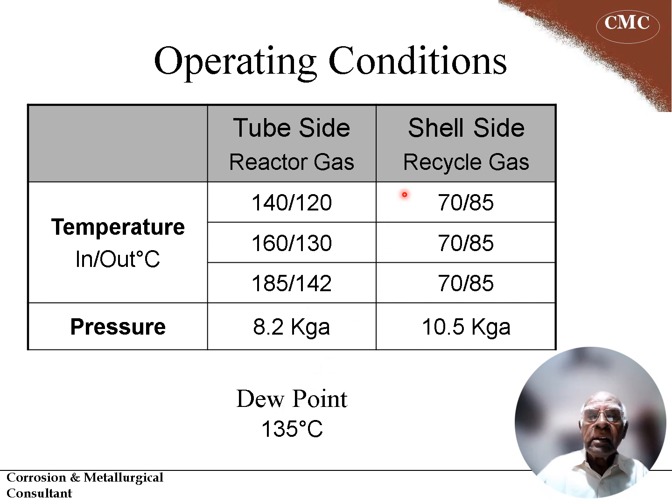On the shell side, the recycled gas gets heated up from 70 to 85 degrees centigrade. These are all operating conditions, but the actual conditions are different. In the actual conditions, we saw the temperature is less than the dew point. Once the temperature is less than the dew point, like this 120 and 130, which is borderline, but it is less than the dew point, at that location corrosion occurs, because the dew point is where the acid vaporizes. In the vapor, it is not corrosive. When the temperature goes down, it becomes liquid, and the liquid is corrosive.